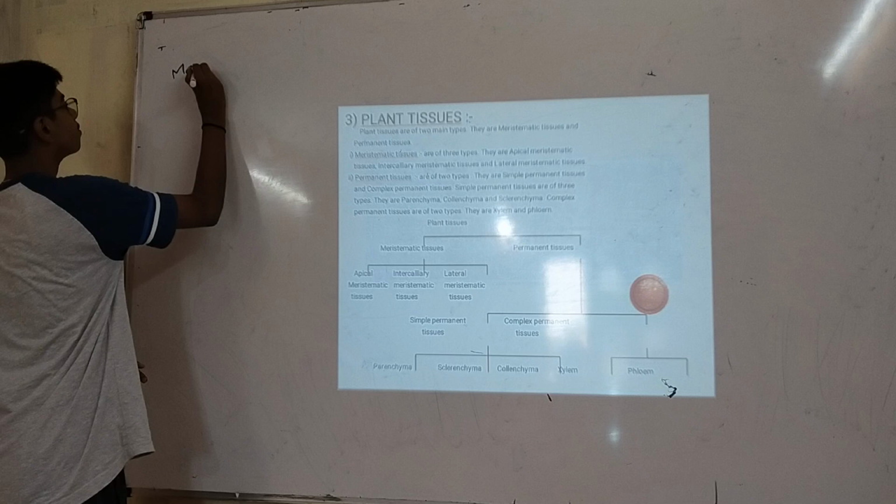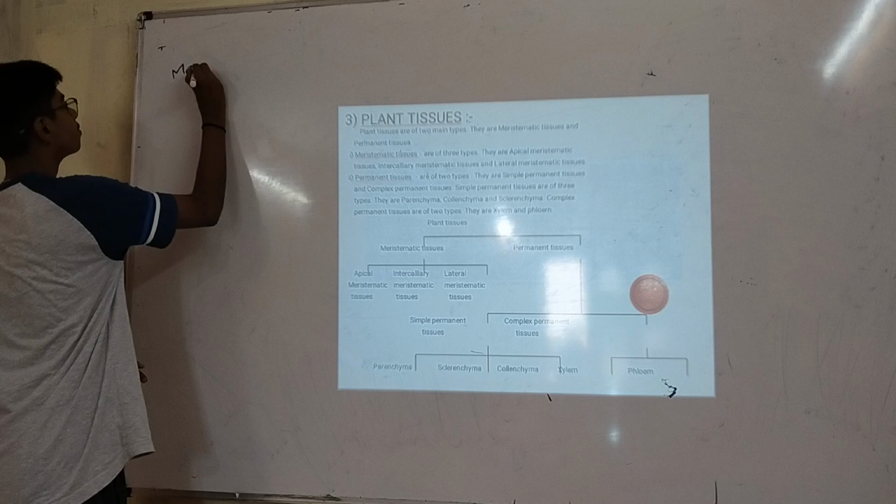So now we are going to learn about muscular tissue. What do you mean by muscular tissue? It is tissue which helps in the movement of the body. It consists of elongated cells called muscle fibers. It contains a protein called contractile protein, which contracts and relaxes and helps in movement. Muscles which do not move under our will are known as involuntary muscles.